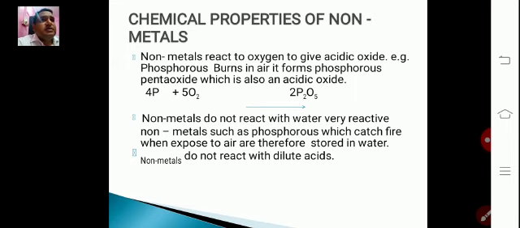Sulfur reacts with oxygen to form sulfur oxide. Sulfur combines with the oxygen to form sulfur oxide. This is an acidic oxide.